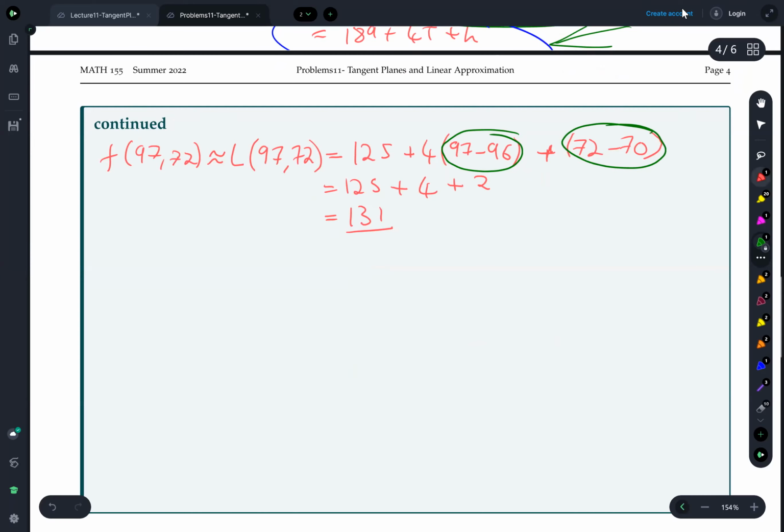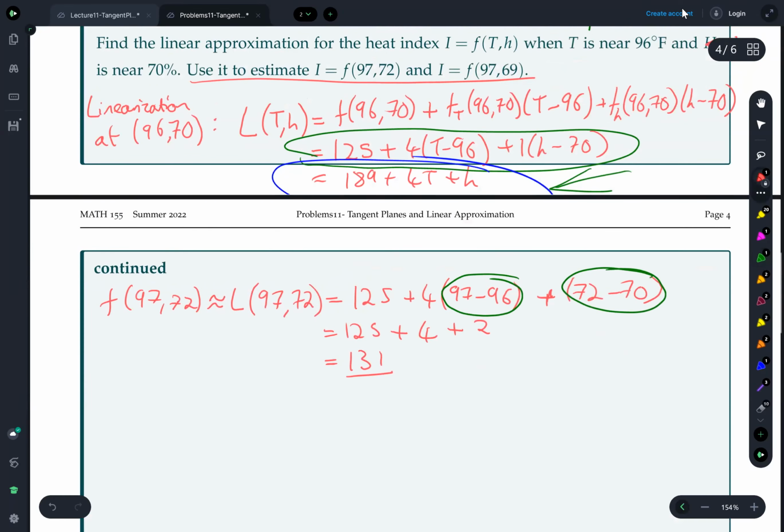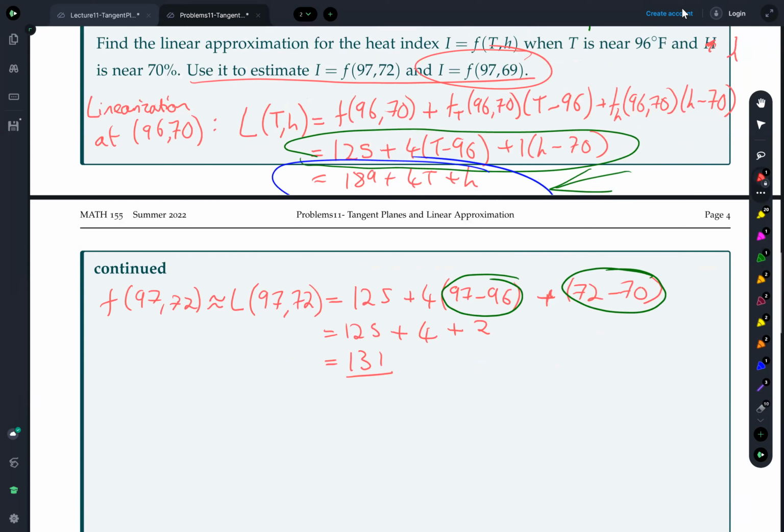Okay, have a go at working out a linear approximation where when we have t is 97 and h is 69. Okay, so you're going to work out what is our function value approximately at 97, 69 using the same process.